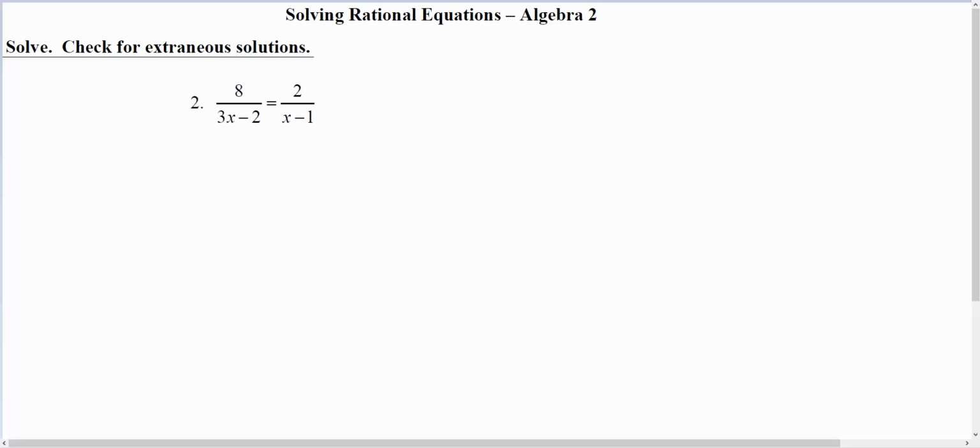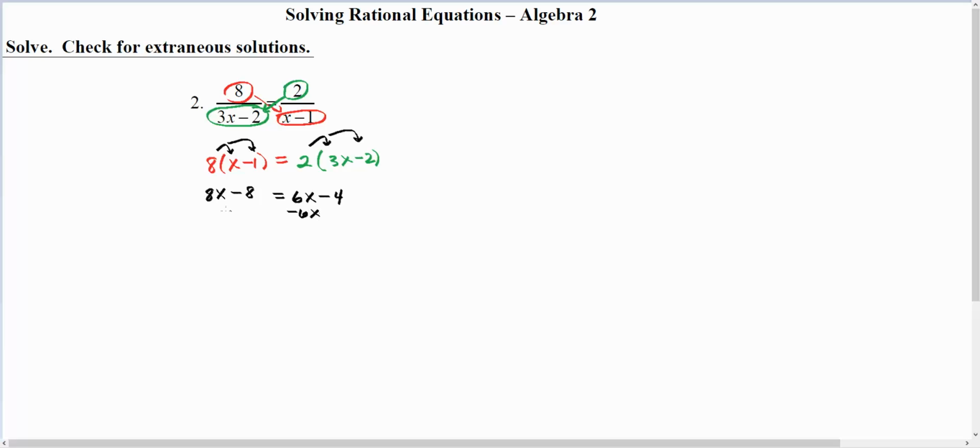Alright, this is the second problem, and we have the same situation where we have one term on the left equals one term on the right. And so now we can cross multiply. So we can say that the 8 times the x minus 1 equals the 2 times the 3x minus 2. And this has literally become a single variable equation, and we're going to solve for x. In order to do that, we have to distribute the 8 and the 2. So we have 8x minus 8 equals 6x minus 4.